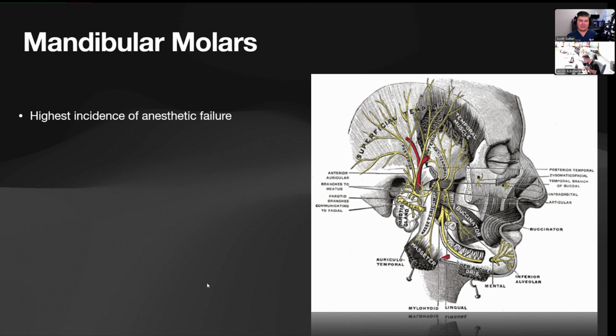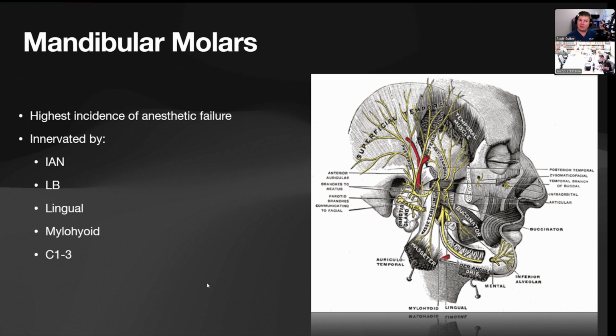So why is this? They have a higher incidence of anesthetic failure because they're innervated by a bunch of different nerves. So you all know the IAN, the long buccal, the lingual. However, they can have accessory innervation. You can get it from the floor of the mouth, from the mylohyoid. You can get it from the back of the neck, from C1 through 3. You can get it coming down from the ear, from the auriculotemporal.